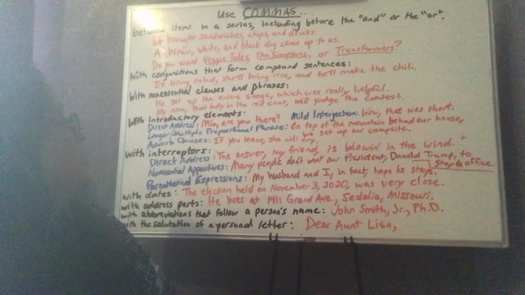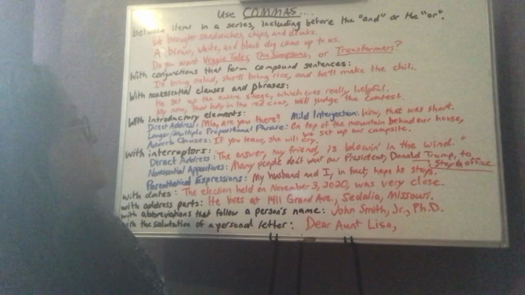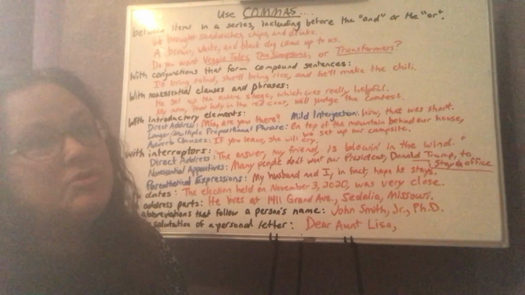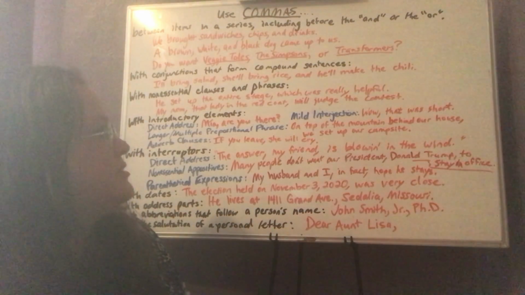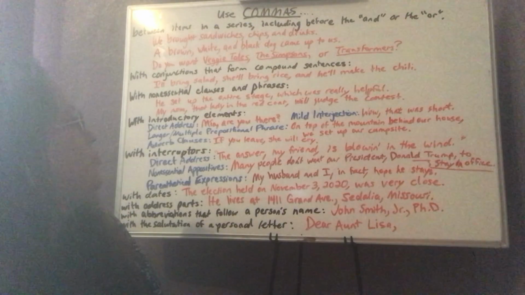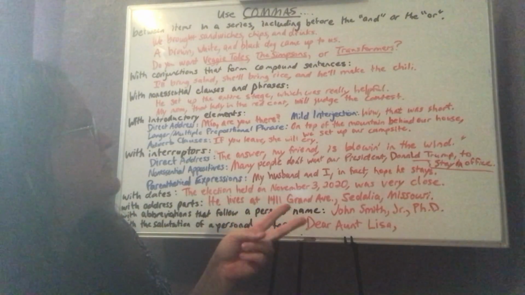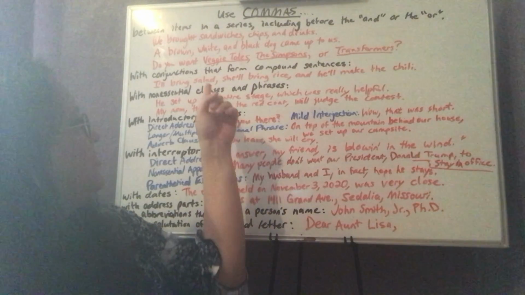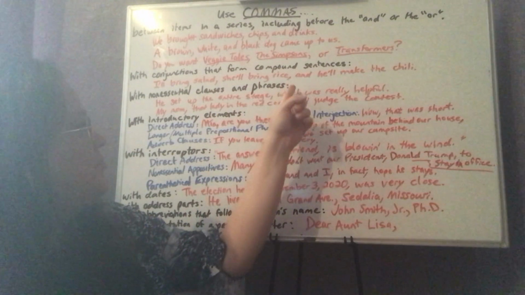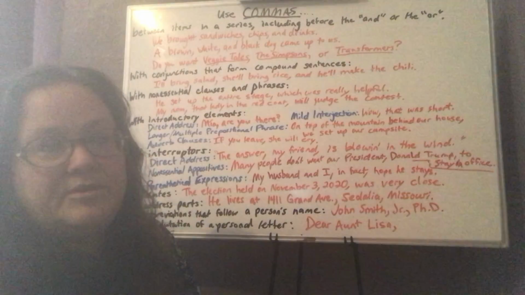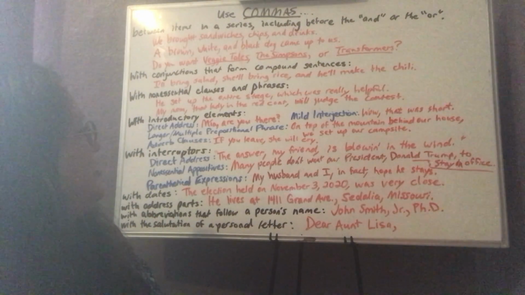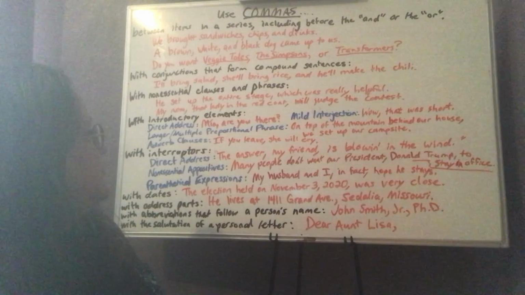And the next thing is with conjunctions that form compound sentences. So here I have three independent clauses that are joined with commas plus the conjunction and. I'll bring salad, she'll bring rice, and he'll make the chili. So I put a comma between these two and then a comma before the and that joins the three independent clauses. With non-essential clauses and phrases.